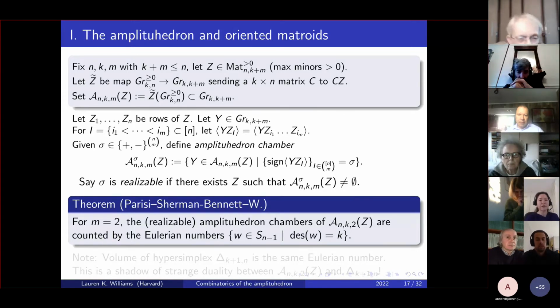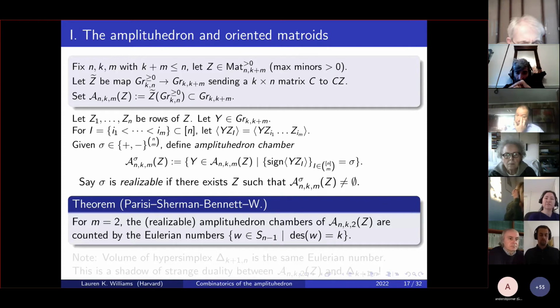And something that was very surprising to us was that in this case, the amplituhedron chambers are exactly counted by the Eulerian numbers. The cardinality is equal to the set of all permutations W in S sub n minus 1, where the number of descents of W is K. So there's something very pretty going on here combinatorially.